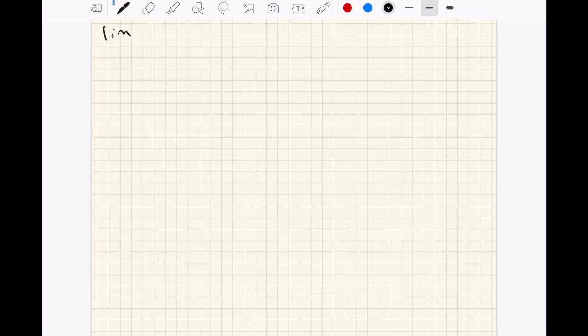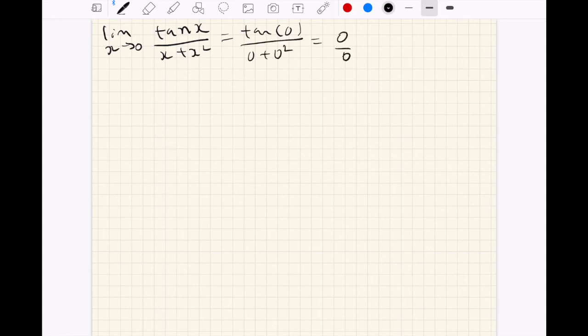So we're given the limit as x reaches 0 of tan x over (x plus x squared). So when x tends to 0, what is the limit of that? Well, that's what we're trying to find, right? So basically, what we always have to do with this question is firstly just plug in 0 into this equation. Tan 0 over (0 plus 0 squared) is simply 0 over 0.